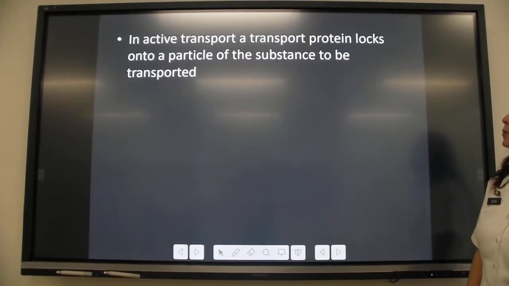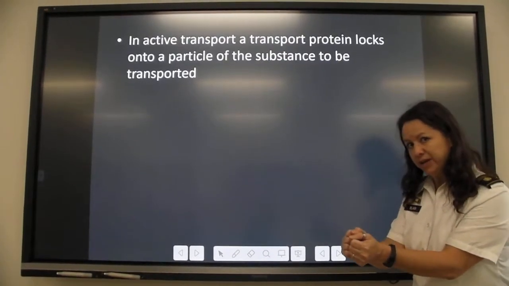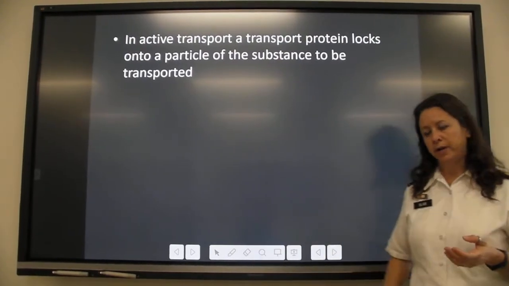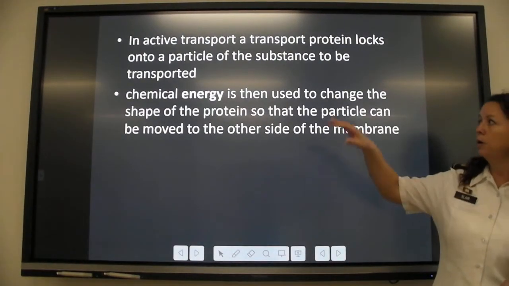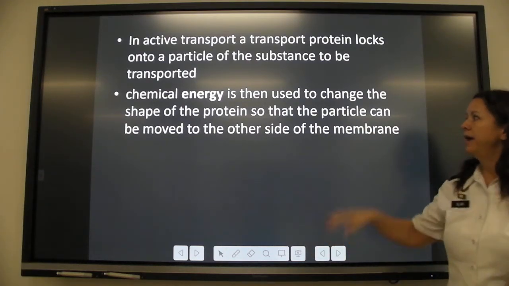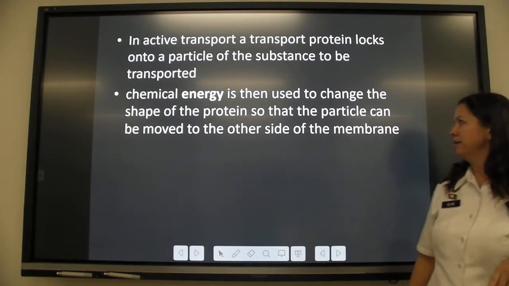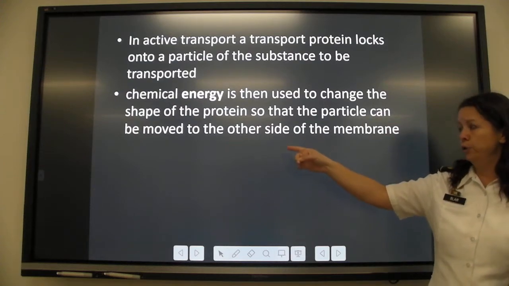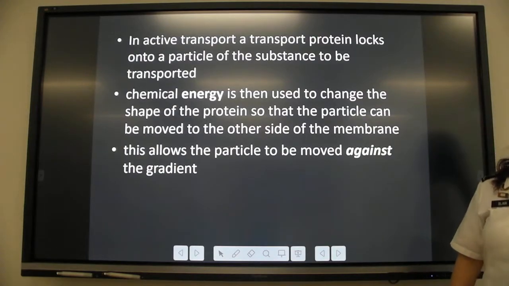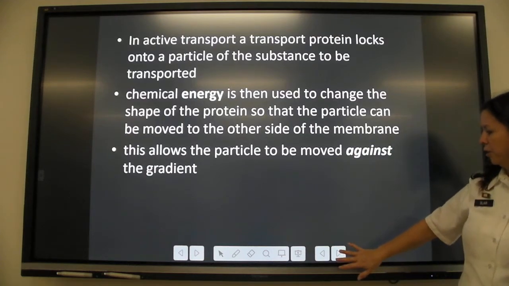All right, in active transport, a transport protein locks onto, so it's like it grabs it, locks onto a particle of the substance that's going to be transported. And then chemical energy is used. It takes energy to pull it in. Energy is used to change the shape of the protein so that the particle can be moved to the other side of the plasma membrane. And this allows the particle to be moved against the concentration gradient.